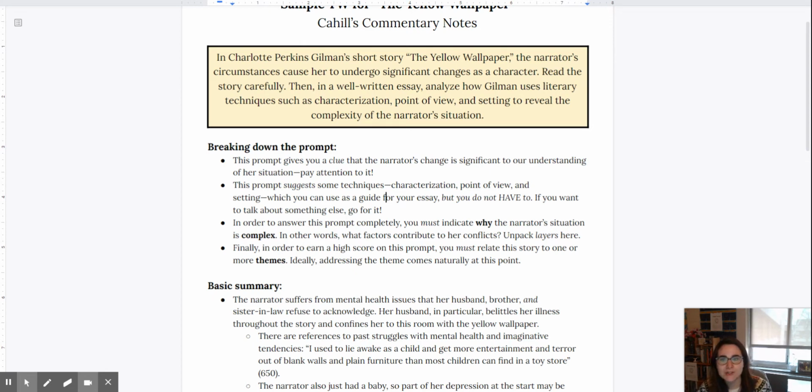And then finally, as you know at this point, in order to earn a high score on this prompt, you must address theme, even though the prompt does not directly ask for the meaning of the work as a whole. So I would hope that at this point in the year, themes are starting to come naturally to you and that you'll find a way to work that into your essays.